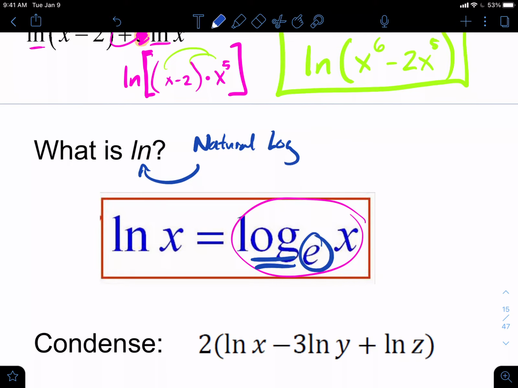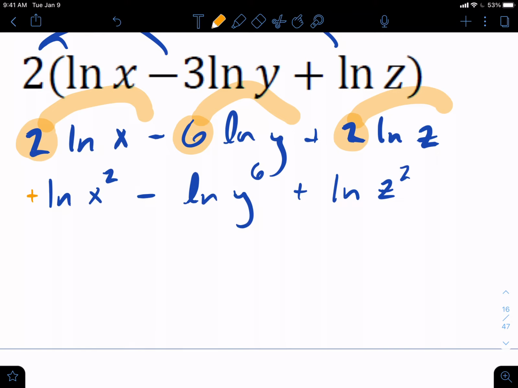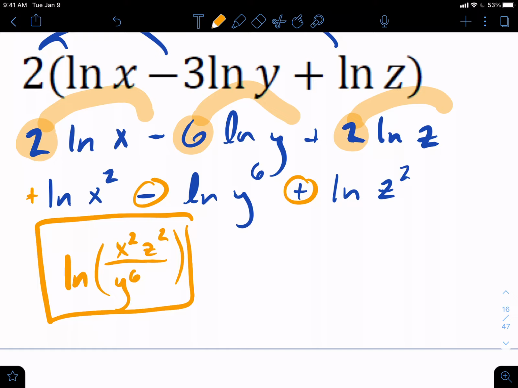Now remember, the way this works is that if it has a positive in front, it goes on top. If it has a negative in front, it goes on the bottom. So positive here, so the natural log of x squared is going to go on top. Then on the bottom, I'm going to get that y to the 6th because it had a minus in front. And then this one had a plus in front, so that's going to end up on top. So this would be z to the 2nd power. So this would be our condensed form of that, the natural log of that.